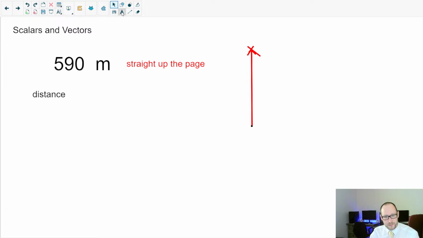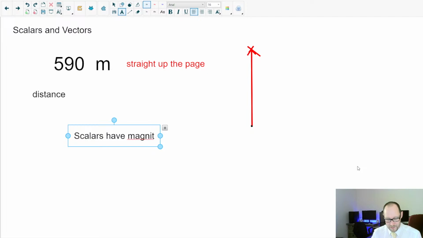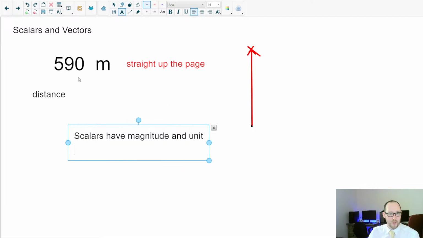So scalars, if you're ever asked what the difference between a scalar and a vector is, the funny thing is when people ask you what a difference is, they don't want the difference at all. They want you to tell them what the two things are. Scalars have magnitude. That's fancy for have a number. And unit. What did you measure? You've got 590 what? Meters, feet, inches, if you're American, that's fine. Okay, 590 Tesla, 590 amps, 590 volts, 590 meters squared, 590 yards, 590 whatever.